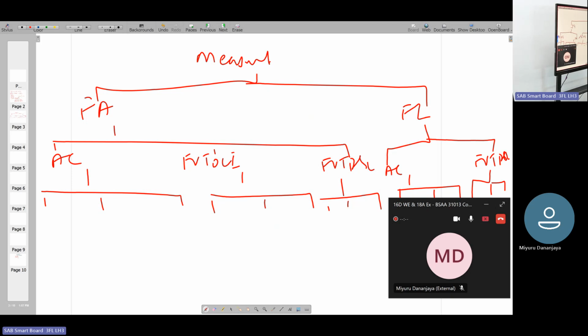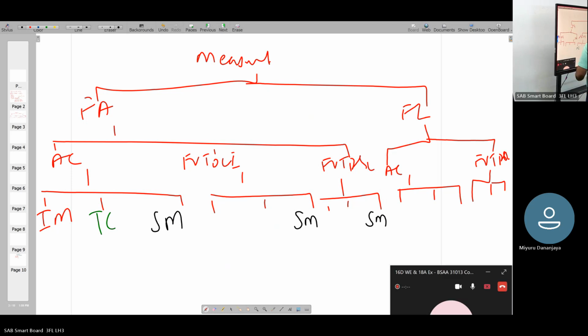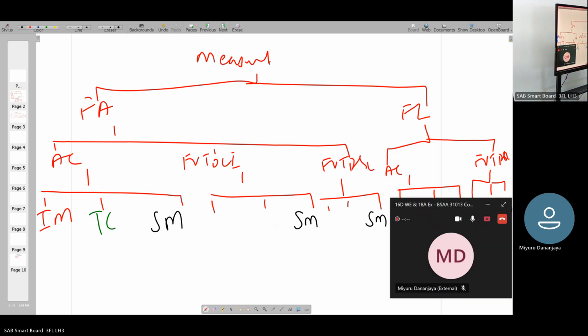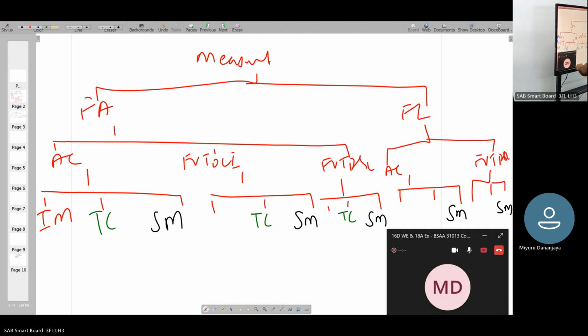Right. Take three color pens. First one, initial measurement. Transaction cost. Subsequent measurement. Subsequent measurements. Then initial measurement, right?